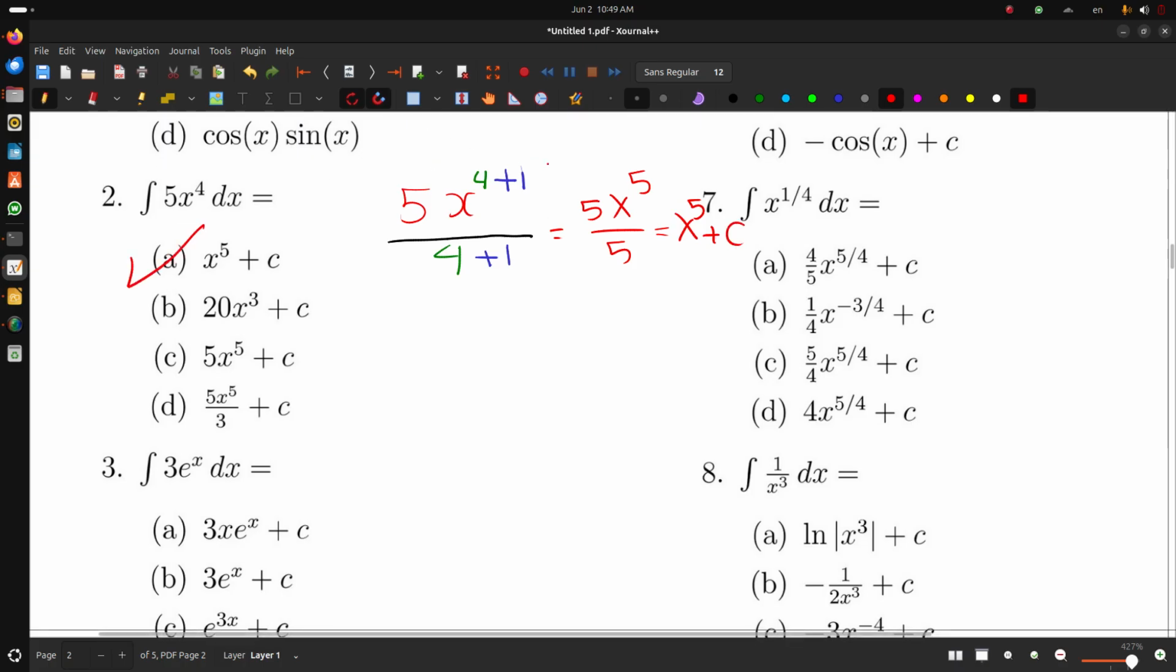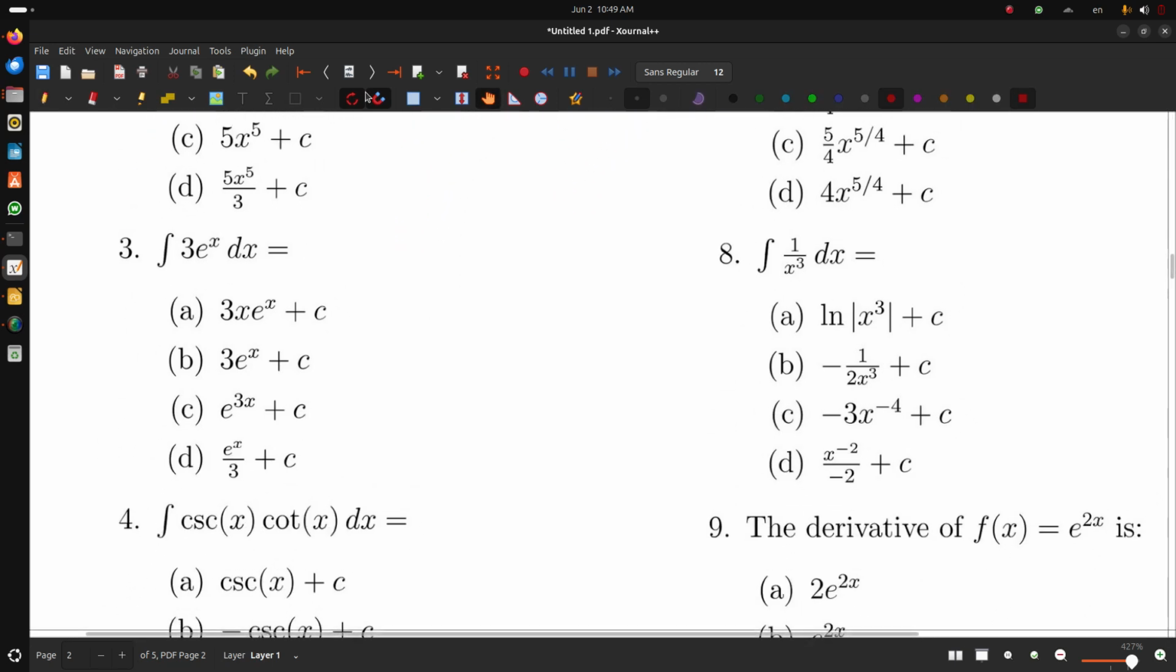So again, the reverse power rule is adding 1 to the power and dividing by the new power. So you start by adding 1 to the power and then dividing by the new power. Okay, next question, I need the integration of 3e power x. Okay, the integration of e power x is the same, and 3e power x will be 3e power x without any changes, and you will add a constant, plus c, so it will be letter B.